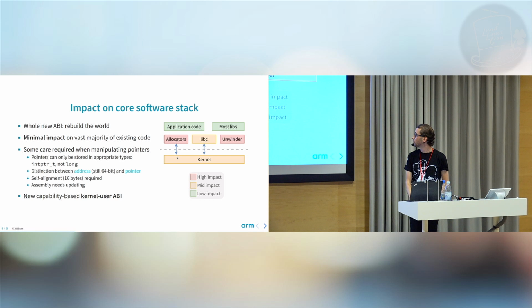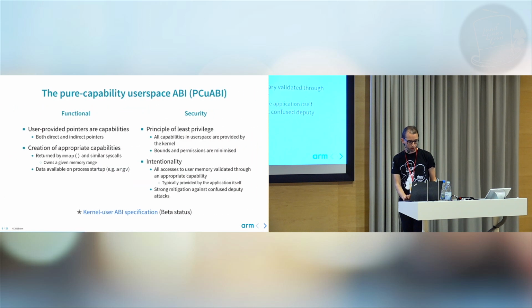And yes, having this new ABI means we have a new kernel user ABI, so that's the arrows here. Because obviously libc and other things will talk to the kernel, and they want to use capabilities to talk to the kernel, so the kernel should talk capabilities. So what does that mean a bit more specifically? We have this new kernel user ABI, the Pure Capability User ABI, PCuABI in short.